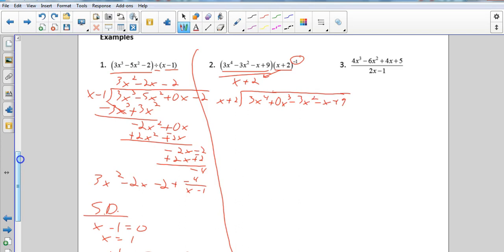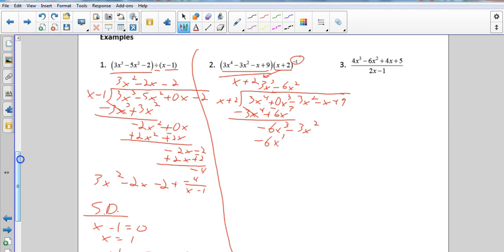So what will give me 3x to the 4th? 3x to the 3rd. I multiply. 3x to the 4th plus 6x cubed. Change the signs, cancels. Negative 6x cubed. Bring down negative 3x squared. Now what will give me negative 6x cubed? Negative 6x squared.